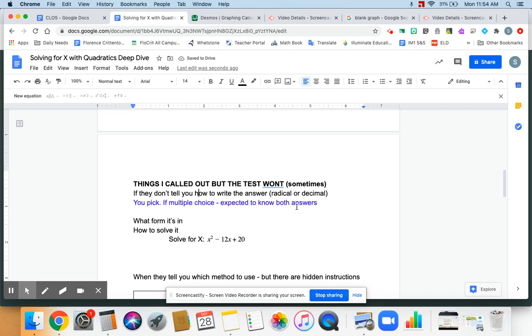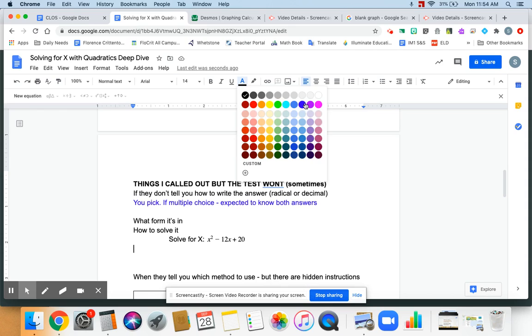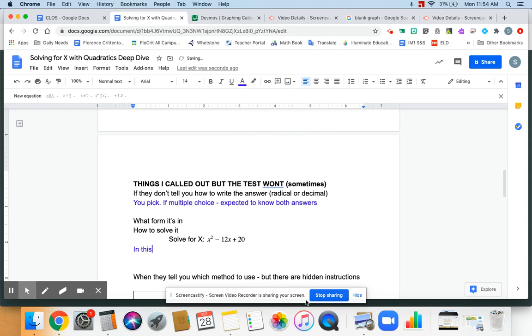A lot of the times they won't call out what form it's in. Like they won't say this is in blank form. For example, this one, what form is it in? It's in standard form, but they won't tell you that. Sometimes all the test is going to say is solve for x, meaning they don't even tell you how to solve it. You get to pick which method to use. All right, so how are you going to pick which one to use?